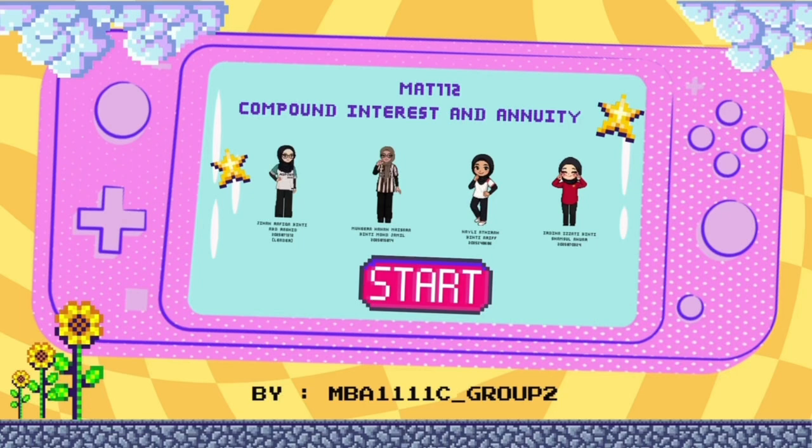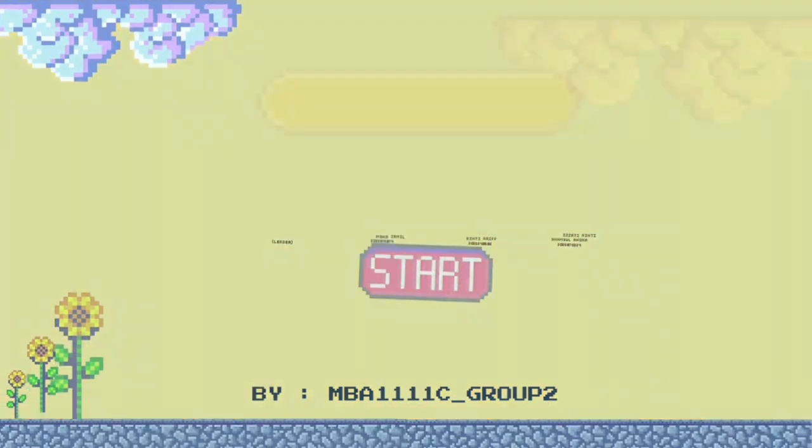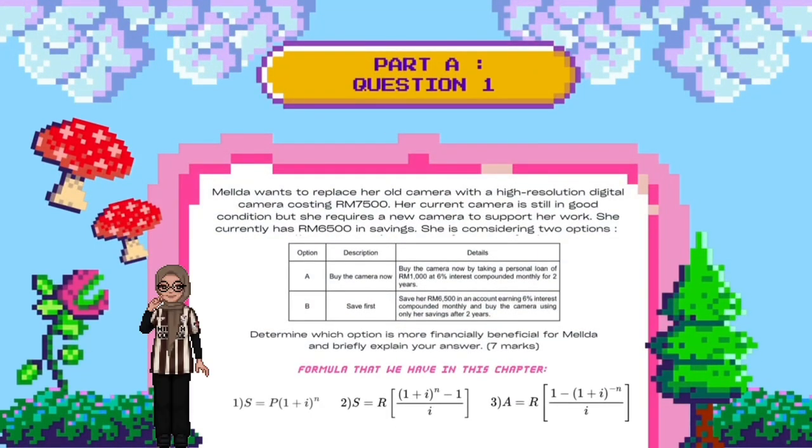In this video, we will discuss some questions from Chapter 3 and Chapter 4, which are compound interest and annuity. Now let's move on to the question. For part A, question number 1. This question is from Chapter 3, which is compound interest. The question requires us to determine which option is more financially beneficial for Melda, whether to buy the new camera now or to save her money first.